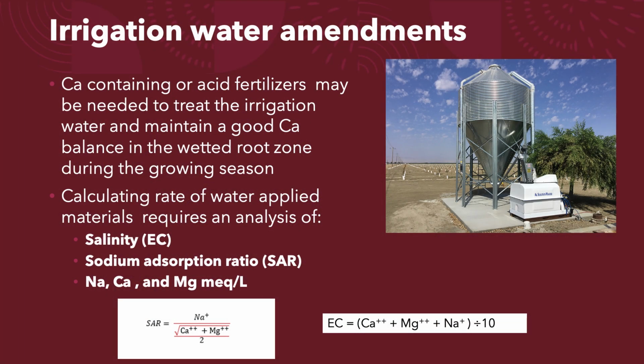Okay, so calculating the rate of water applied material requires knowing the EC, the electrical conductivity, the sodium absorption ratio, which is included on most water analyses, and then the amounts of sodium, calcium, and magnesium in milliequivalents per liter. If you don't have SAR, here's a calculation for how you can calculate it. And it's good to know this simple back of the envelope way to calculate EC: sum up your calcium, your magnesium, and your sodium and divide by a factor of 10. And that's how we're going to do it for this example.